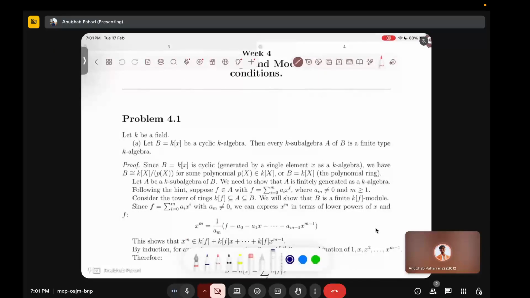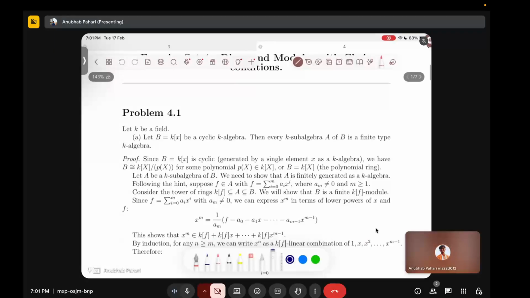So let us start with our first problem. Let K be a field and let B, which equals K[x], where x is a variable, be a cyclic K-algebra. That means the algebra generated by only one element, that is, one from the field K and x, which is a variable. Then every K-subalgebra A of B is a finite type K-algebra.